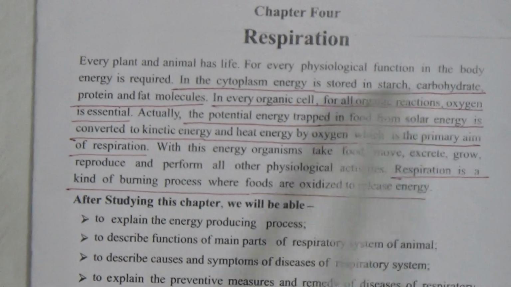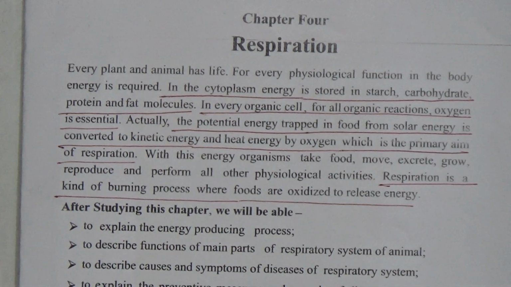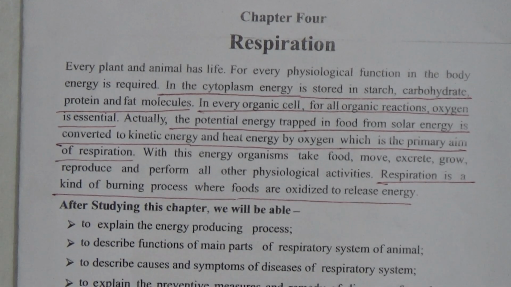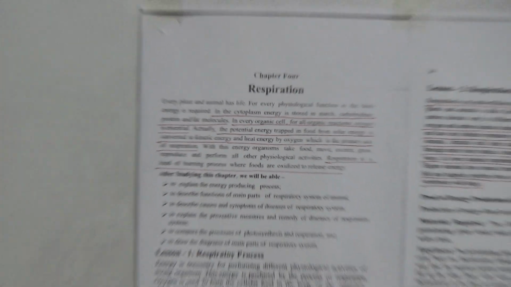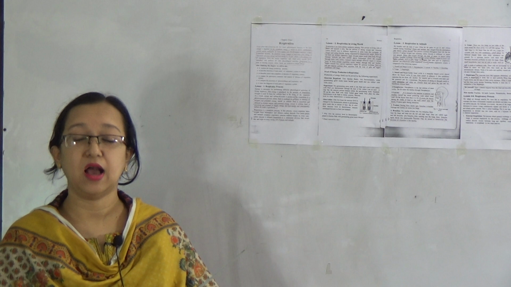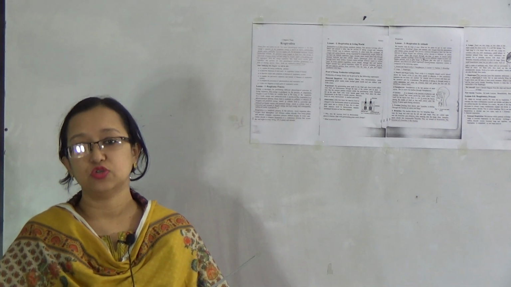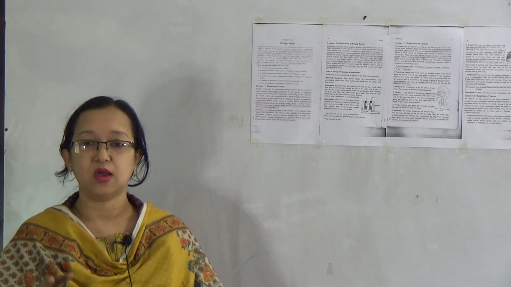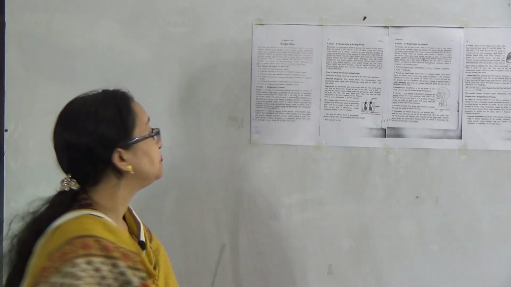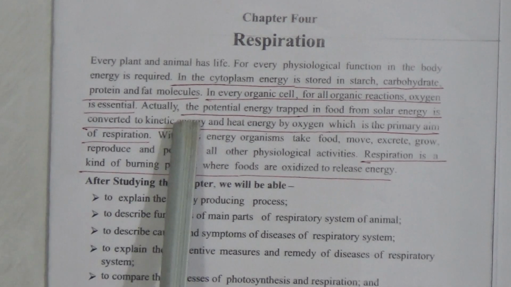In the cytoplasm, energy is stored in starch, carbohydrate, protein and fat molecules. So, what do you mean by cytoplasm? The jelly-like water-based substance inside the cell is called cytoplasm, and other cell organelles like mitochondria, nucleus, Golgi body, protoplasm and lysosome are contained in this cytoplasm.